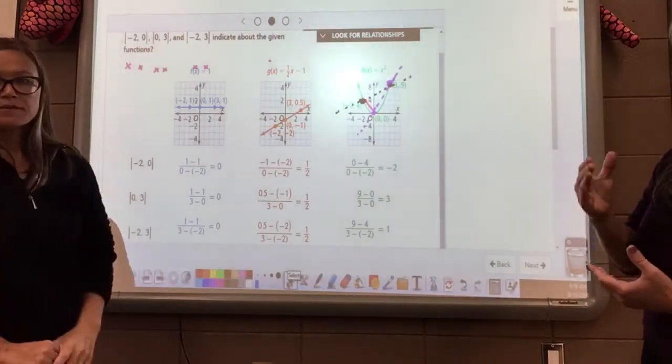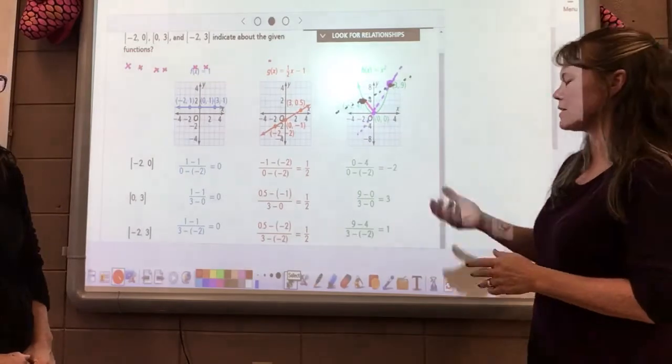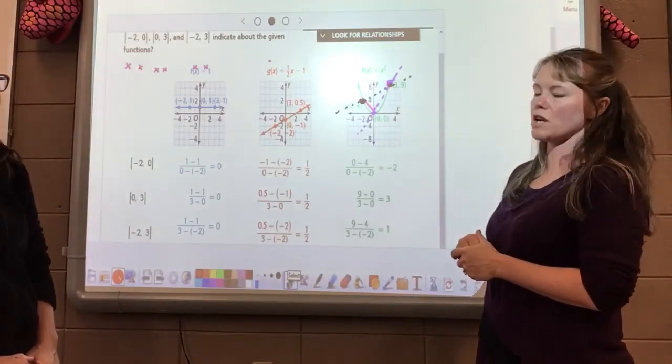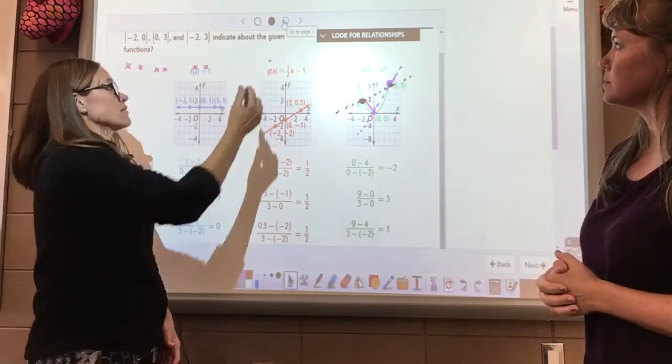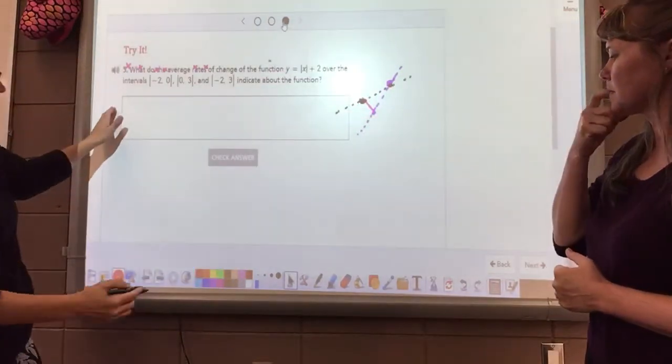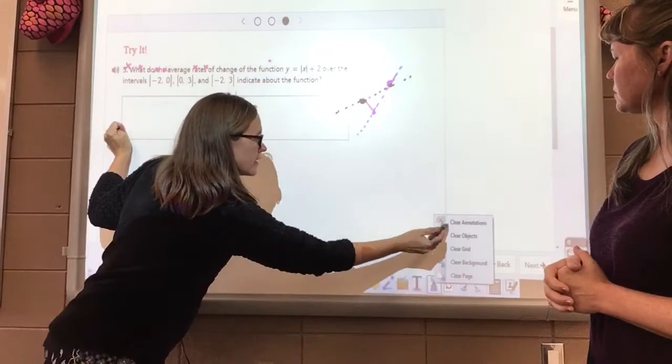So slope between endpoints is just, they say it fancy as average rate of change, but it's not that hard. You can do it. Just need some practice. And so in the try it now, here's your practice.